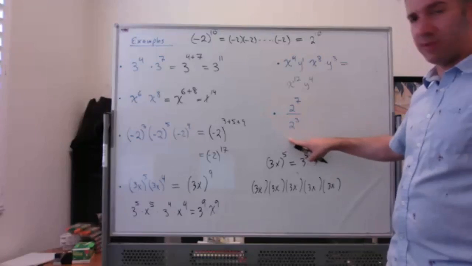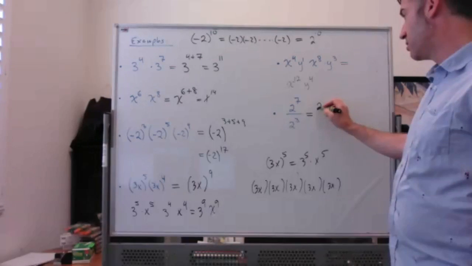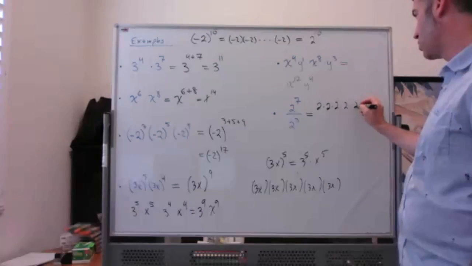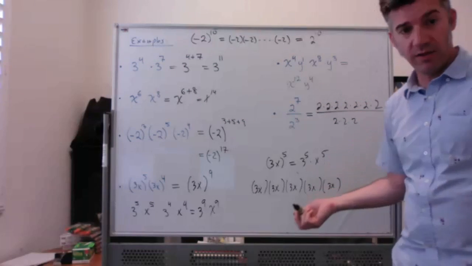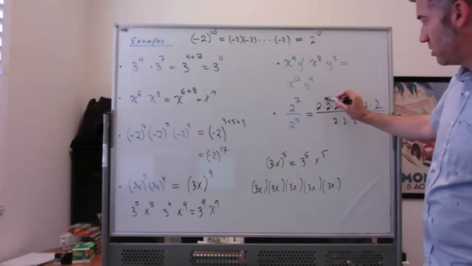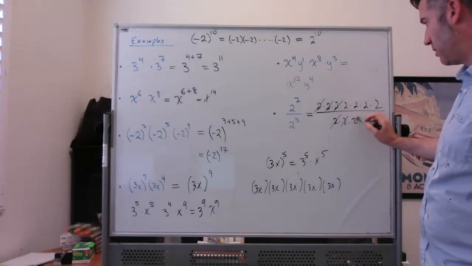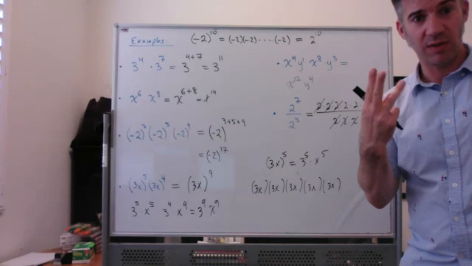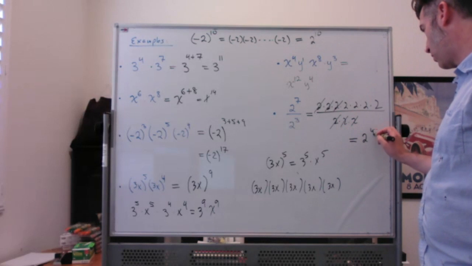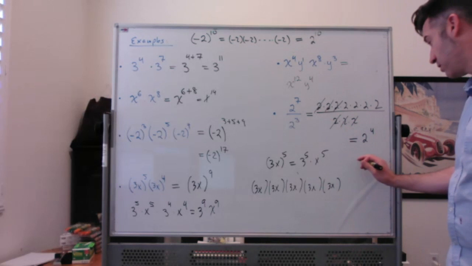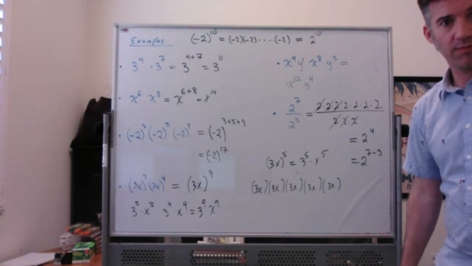And then we have one that's not the same. This one I'm going to think of as 2 times 2 times 2 times 2 times 2 times 2 times 2 divided by 2 times 2 times 2. Notably, I can cancel. 2 divided by 2 is 1, 2 divided by 2 is 1, 2 divided by 2 is 1. I'm left with 2 times 2 times 2 times 2, which is 2 to the 4th. Or as you might observe, is 2 to the 7 minus 3 power.